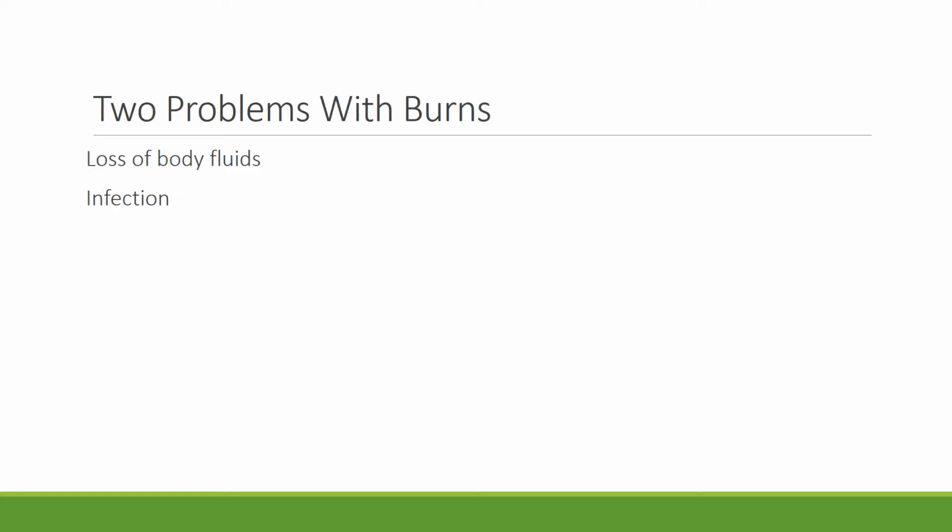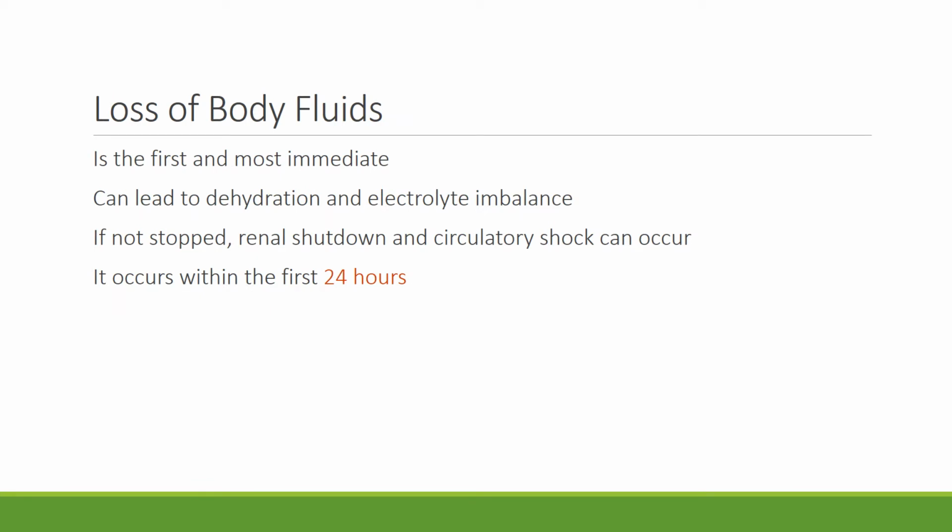The two most important problems with a burn are loss of body fluids and infection. The first and most immediate problem with a burn is the loss of body fluids, and the reason is loss of body fluids can lead to dehydration and electrolyte imbalance. If it's not stopped, it can further result in renal shutdown or kidney shutdown and circulatory shock. It occurs within the first 24 hours of the burn.